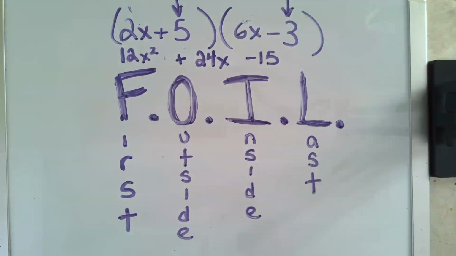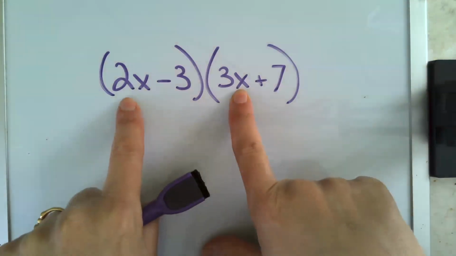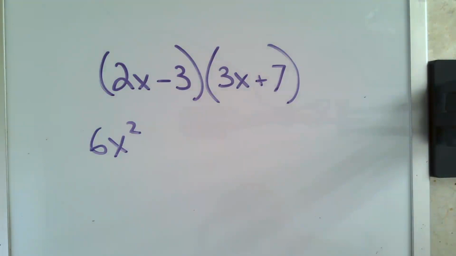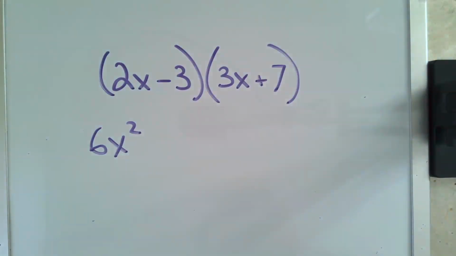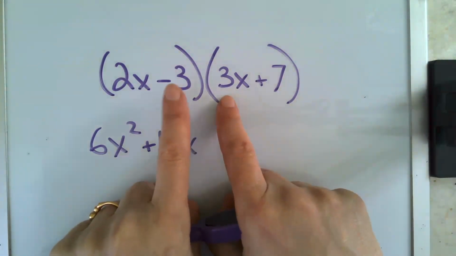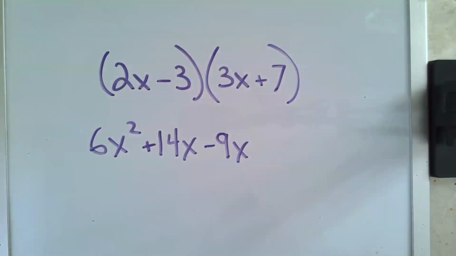Okay, let's apply it again. All right, firsts, right, the first in each parentheses. 2x times 3x gets us 6x squared. Excellent. Outsides, the outermost in the whole system. 2x times +7 gets us +14x. Insides, the insides in the whole system. -3 times 3x gets us -9x.